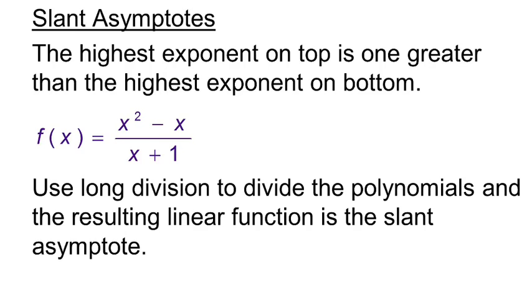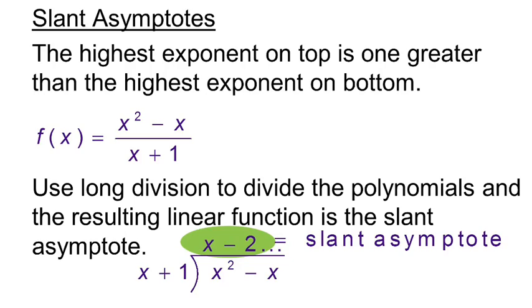So here's another situation where we have to use long division instead of synthetic division to solve this problem. I'm going to take the polynomial that I'm dividing and put it inside, and what I'm dividing by goes outside. I didn't show the work here. You can work this out yourself, but when I divide x squared minus x by x plus 1, I get x minus 2. I could keep going to find the remainder, but I only need those first two terms. The first two terms give me the equation of the slant asymptote, which is just y equals x minus 2.